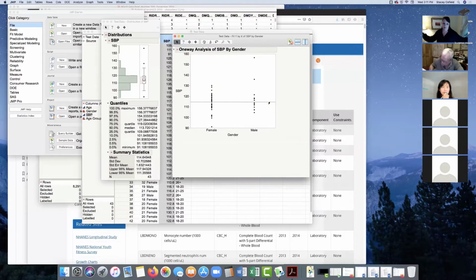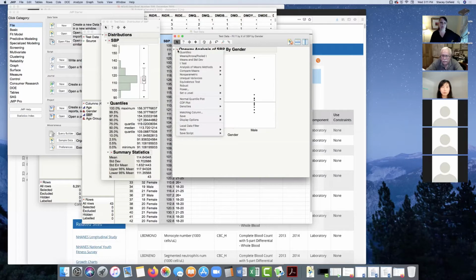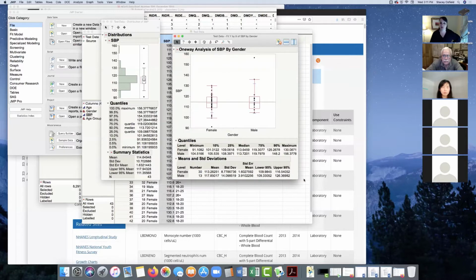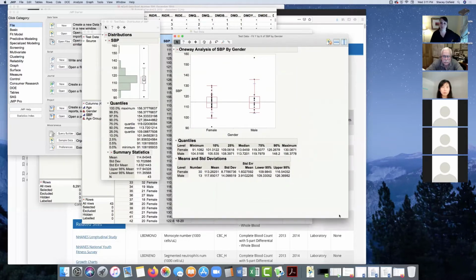And we've got our lowercase t with our females and our males. Now we want to know how different is our average female from our average male. And to do that, I'm just going to do a couple things first. I want to look at my means and standard deviations. I want to look at my quantiles. Those are my descriptives by gender, so that I can get an idea of what I've got here.